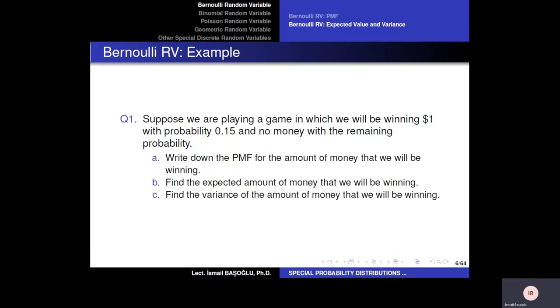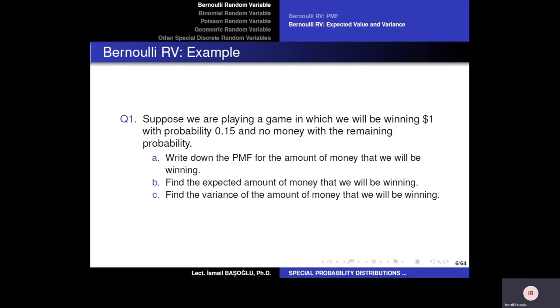Now, let's practice the Bernoulli random variable over a question. Suppose we are playing a game in which we will be winning $1 with 0.15 probability and no money with the remaining probability. Before moving further, let's just say the outcome of this game is either 0 or 1 according to the amount of winning. Therefore, the amount of winning in this game can be modeled by a Bernoulli random variable where the success probability is equal to 0.15.